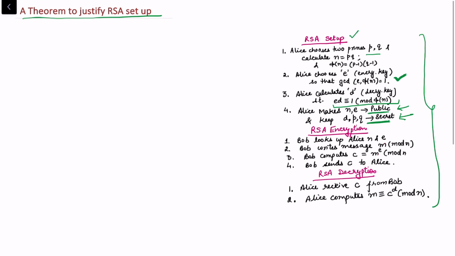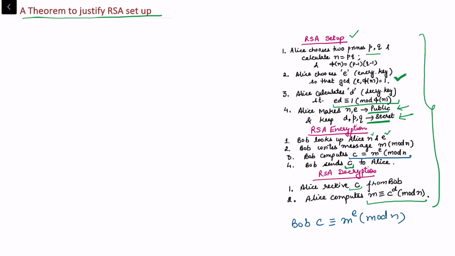Bob wants to send a message M, so he looks at n and E. Because E is public, M raised to the power E is calculated and Bob sends C to LIS. Once LIS receives C, LIS computes back the message M as C to the power D mod n. Now here, if we notice, what is the point? Bob computed C, which is congruent to M to the power E mod n, whereas the original message was M. And when LIS computes the original message, M is congruent to C to the power D mod n.